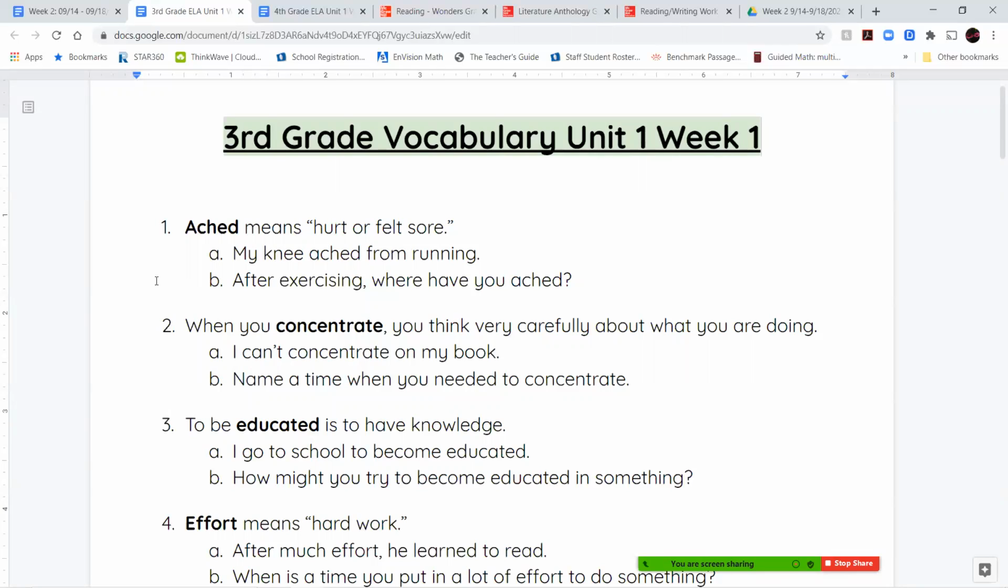An example question is, name a time when you needed to concentrate. So think about a time where you needed to really focus and really think hard about what you were doing.